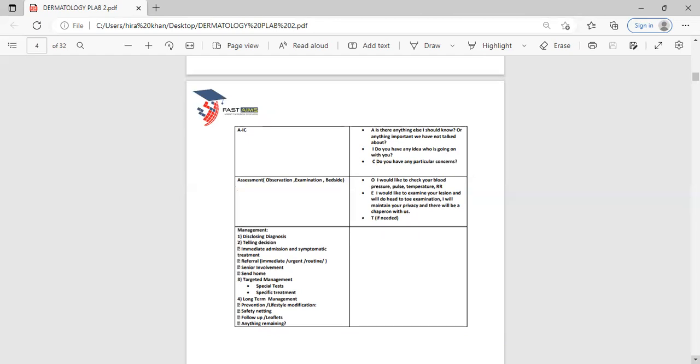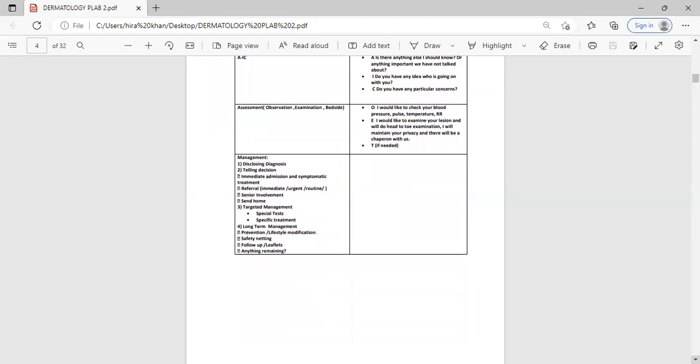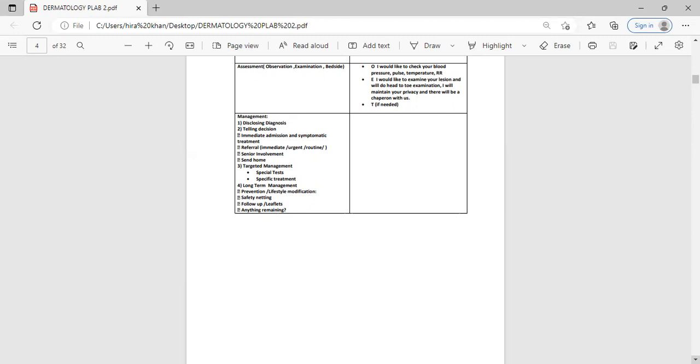Then comes the assessment for the dermatology related scenarios. You would say, I would like to check your blood pressure, pulse, temperature, and respiratory rate, and also do mention that I would like to have a look at your lesion, and I'll do a general physical examination, and I'll maintain your privacy, and there will be a chaperone with us. Is it okay for you? And there is no need of any kind of tests here. There are a few scenarios in which we might need to do some tests, and I will let you know with the scenarios later on. Now comes the management.